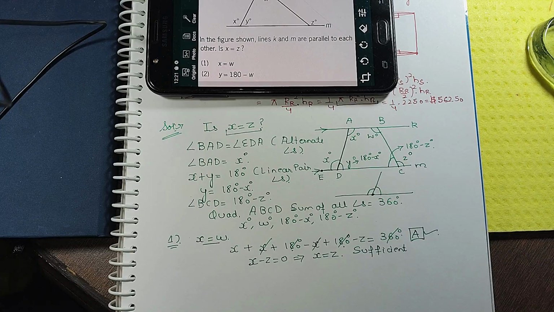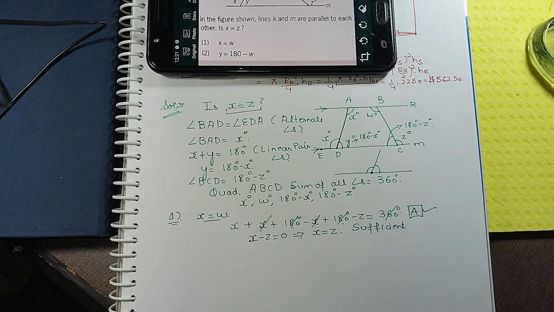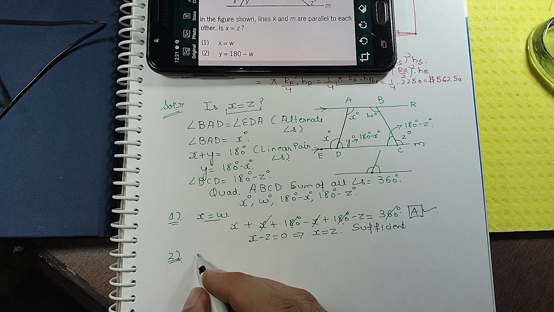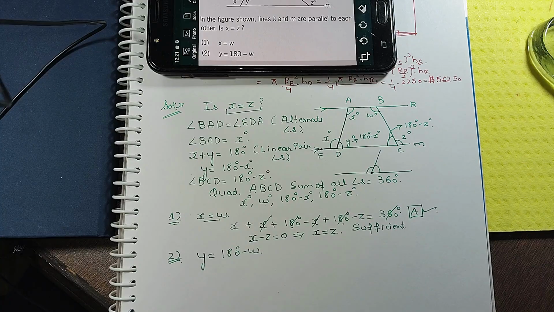Now we have to check whether statement 2 is also sufficient or not. If statement 2 is not sufficient, then we'll mark option A, and if statement 2 is sufficient also, then we'll say option D. Now moving to statement 2. Statement 2 says that y is equal to 180 degree minus w. Right? So 180 degree minus w is y.